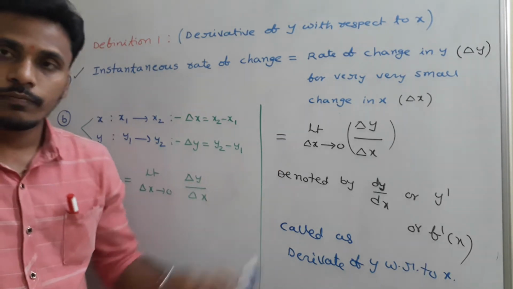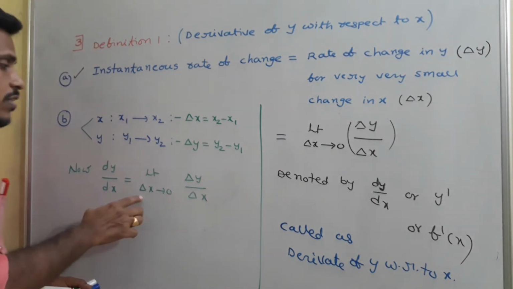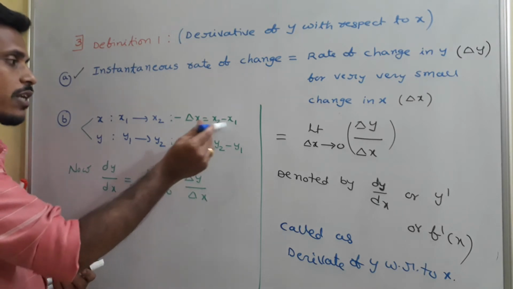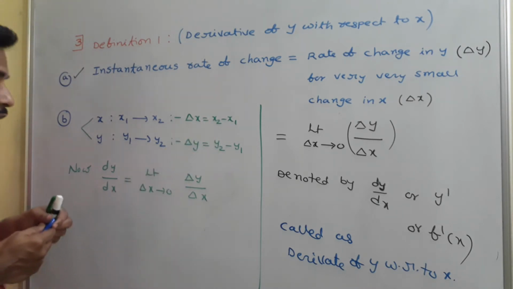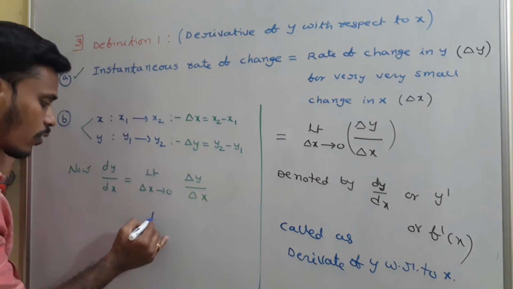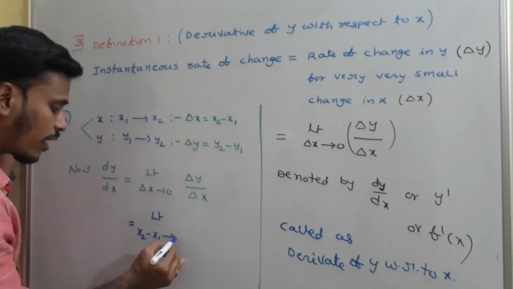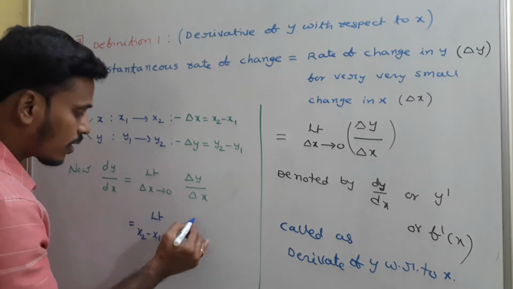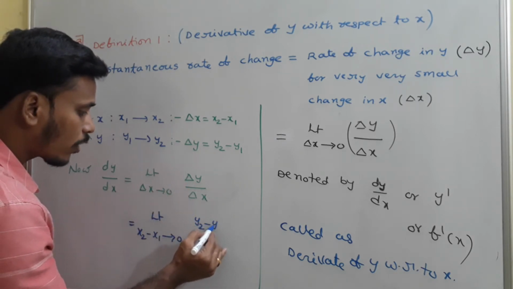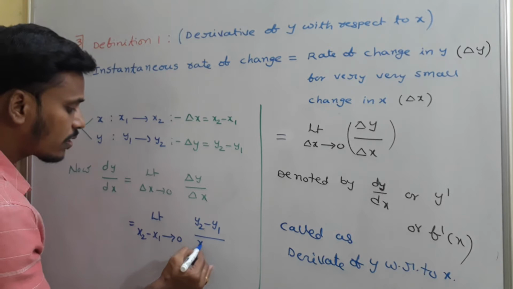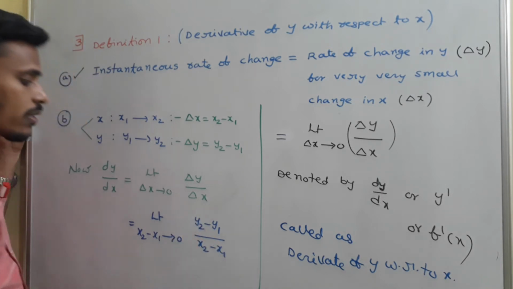This is the definition. And now, what is this delta x? This delta x is x2 minus x1, right? So we will rewrite it like this. This is equal to limit x2 minus x1 tending to 0, such that delta y is y2 minus y1, whereas this delta x is x2 minus x1.